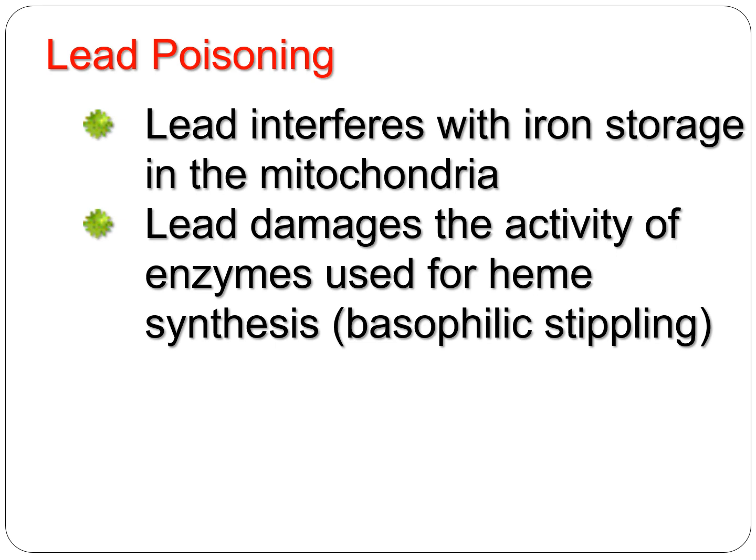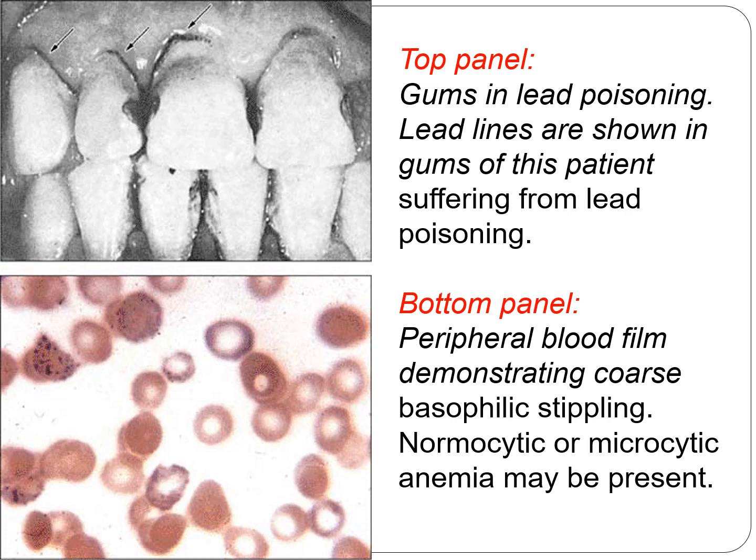So for the lead poisoning, lead interferes with iron storage in the mitochondria. Lead damages the activity of enzymes used for heme synthesis. So again, this condition will lead to sideroblastic anemia. Kasi meron din blockage dito during the heme synthesis. So on this picture, we have here the lead lines on the gums of this patient. This one is considered suffering from severe lead poisoning.